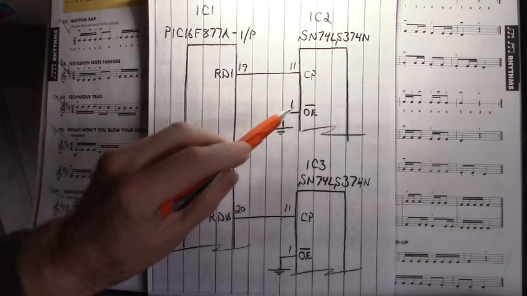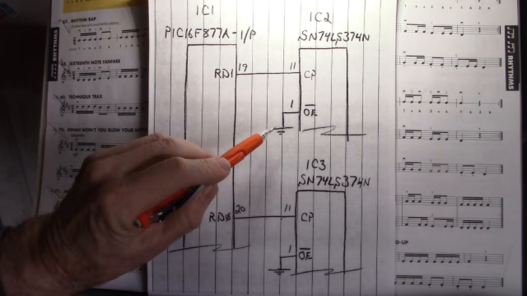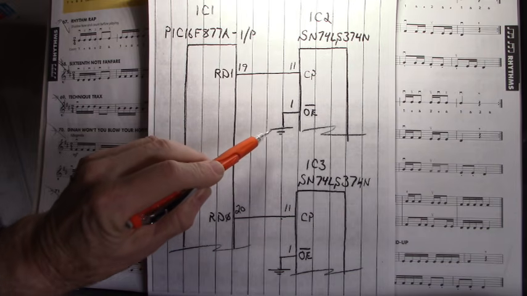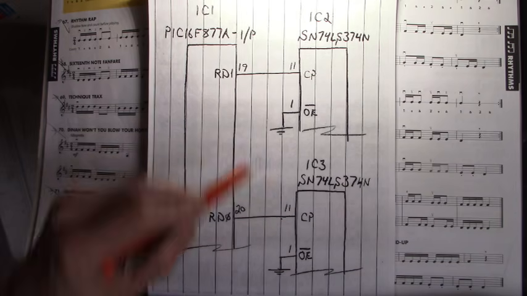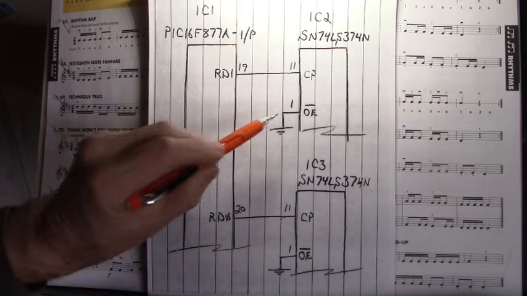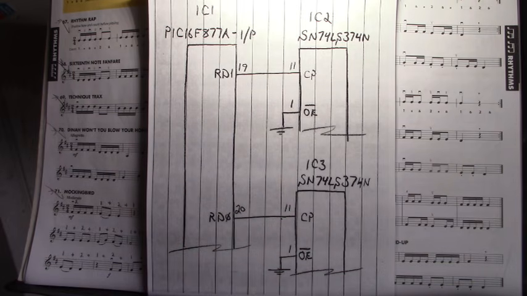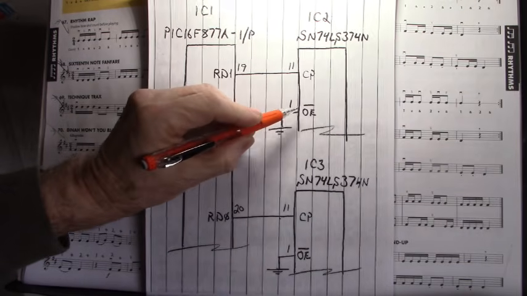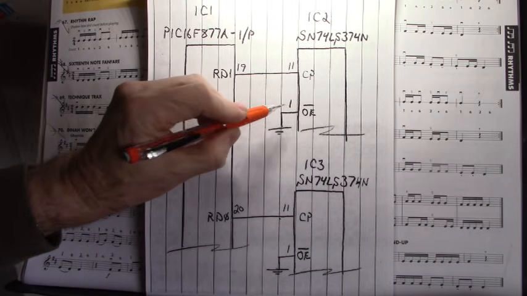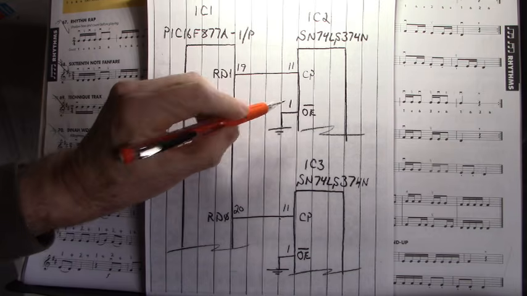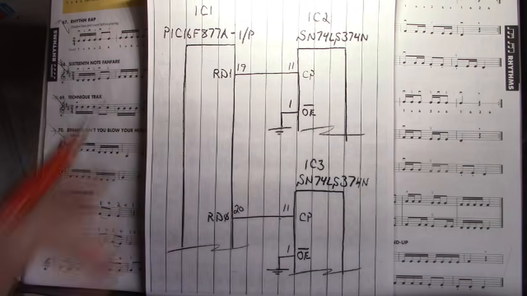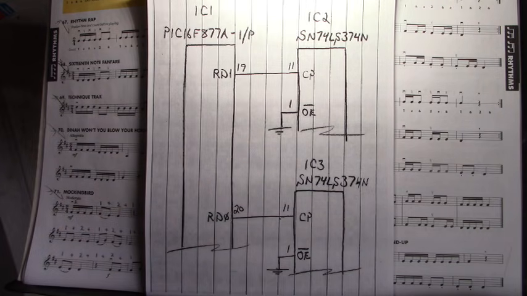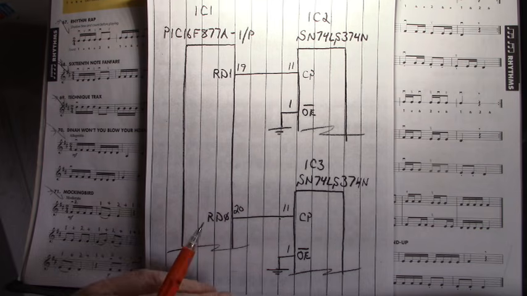Now here pin 1, we've got those tied to logic ground on both ICs. As an aside, an explanation of this output enable. When the output enable is high, we have 5 volts on pin 1, the output is in tri-state, high impedance output.